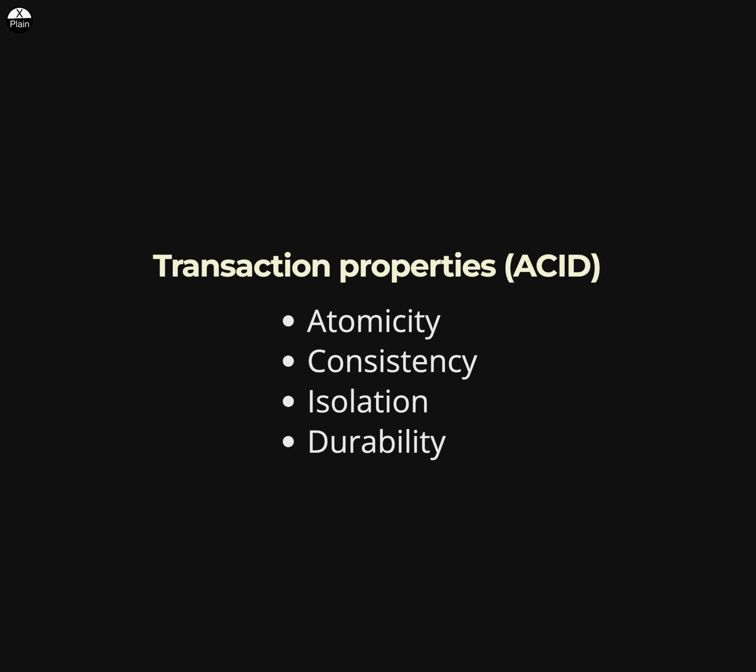Transactions have the following properties. Atomicity. All statements within a transaction are treated as a single unit of work. If an error occurs, the transaction is rolled back and all changes made by the statements within the transaction are undone. Consistency. A transaction cannot leave the database in an inconsistent state. If a transaction is successful, it must leave the database in a consistent state.